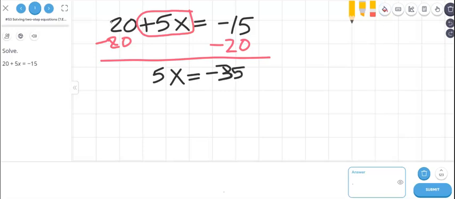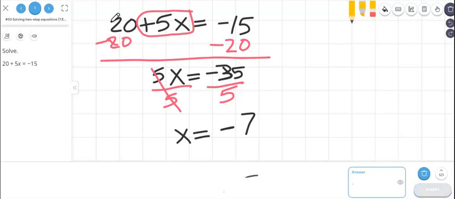Then we've got to get rid of the 5 touching the x, so we divide. I know my answer is going to be a negative because one negative divided by a positive is a negative, and 35 divided by 5 is 7. So we get negative 7.